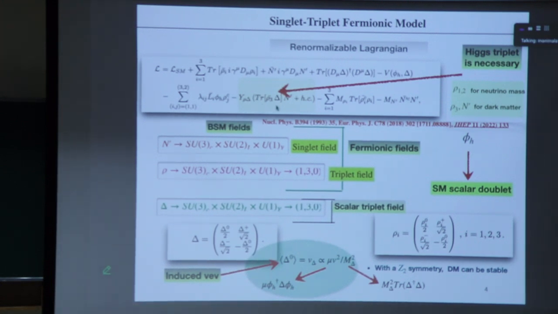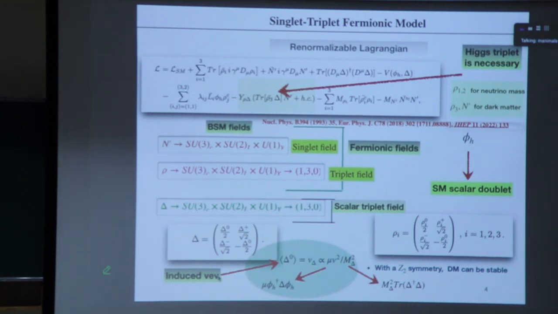Now if we expand this delta, it has a 0th component, the electromagnetic charge neutral component, and then it has delta plus and delta minus. And these rho fields, the triplet fields, have rho 0, the neutral component, and rho plus and rho minus, the electromagnetically charged components. So the rhos are the fermion fields, N prime is the fermion field, and delta is a scalar field. And if you impose a Z2 symmetry, then the combination of rho 3 and N prime can be the dark matter candidate. With a Z2 symmetry, you can always stabilize that.